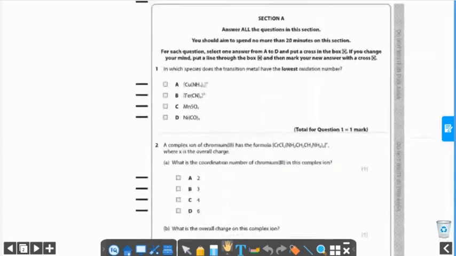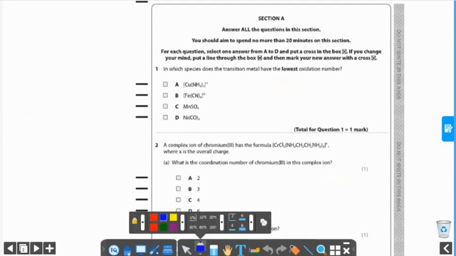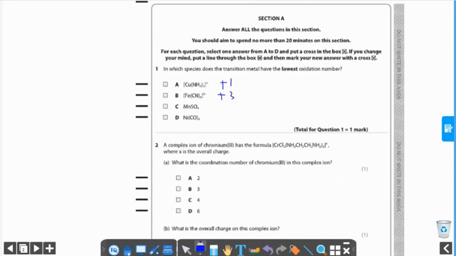In which species does the transition metal have the lowest oxidation number? If you analyze it, which one has the lowest oxidation number? The copper one is +1. Hexacyanoferrate is +3. Let me write the values here. This is +1. This is +3. This is +2. And tetra, this is carbon monoxide, not cobalt, carbon monoxide.